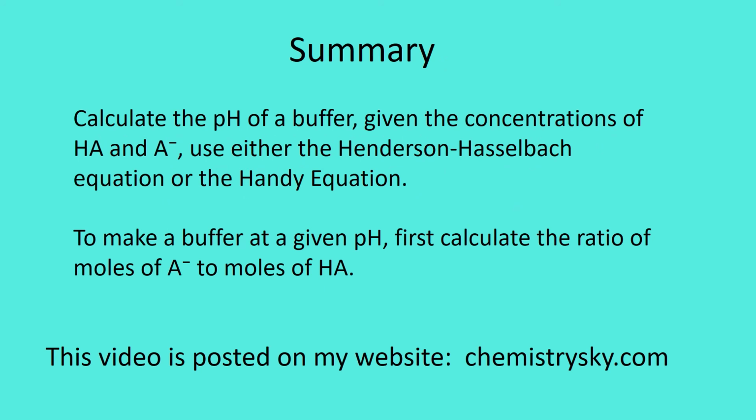In summary, we've seen that you can calculate the pH of a buffer given the concentrations of weak acid HA and weak base using either the Henderson-Hasselbalch equation or the handy equation. And to make a buffer at a given pH, first calculate the ratio of moles of weak base to moles of weak acid needed. And we talked about 3 ways that you could make such a solution once you know that ratio.